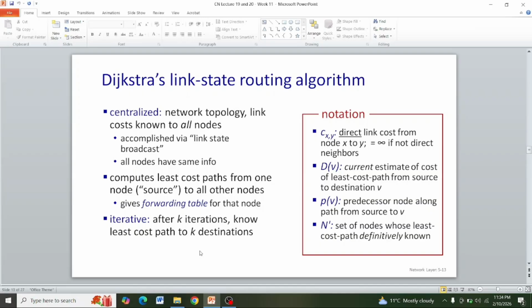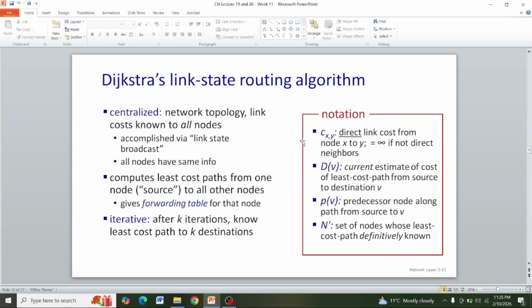Dijkstra's link state routing algorithm computes least cost paths from one node to all other nodes, and at the end it establishes a forwarding table for that node. Dijkstra's link state routing algorithm is iterative. After k iterations, it knows the least cost path to k destinations.